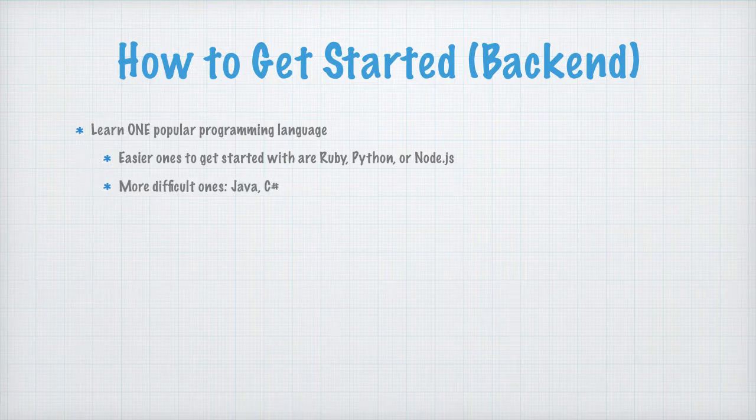Now there are some more difficult languages you can learn. More difficult ones, I say, for beginners, and those are Java or C#. Java is a very popular language and is widely used in the back end and a lot of other things, including Android programming for mobile development. C# is from Microsoft, and it's also a popular language not only in web development, but you can also use it for game development. Very popular.